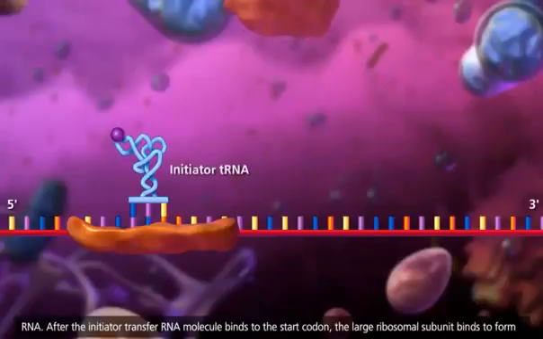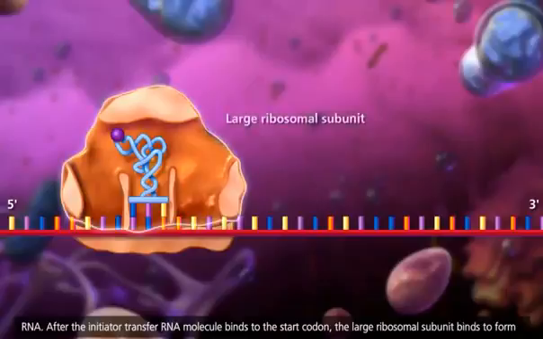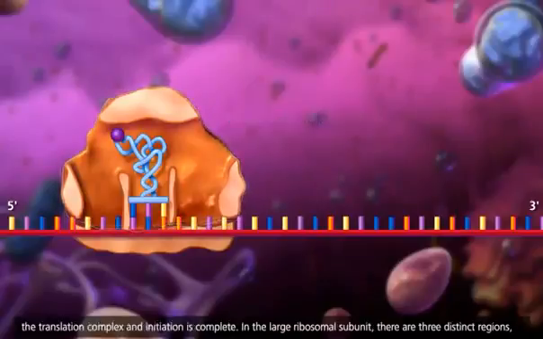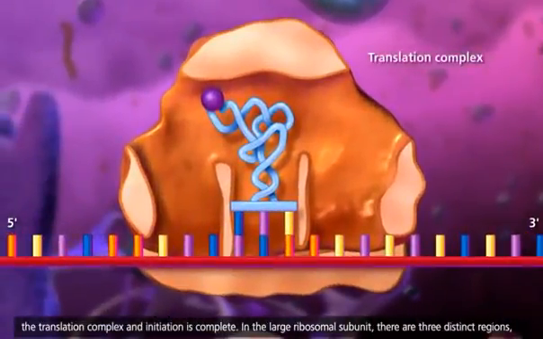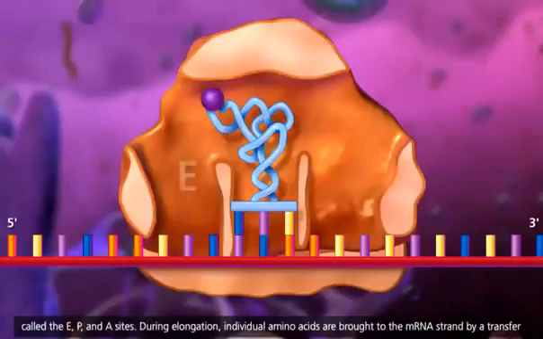After the initiator transfer RNA molecule binds to the start codon, the large ribosomal subunit binds to form the translation complex, and initiation is complete. In the large ribosomal subunit, there are three distinct regions called the E, P, and A sites.